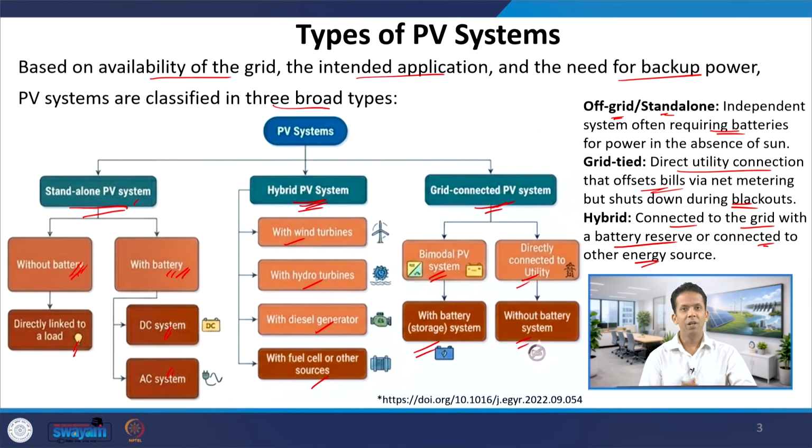The other definition would be, it is connected to the grid as well as it is connected to a battery reserve or to some other energy source. Those are the three types of PV systems.